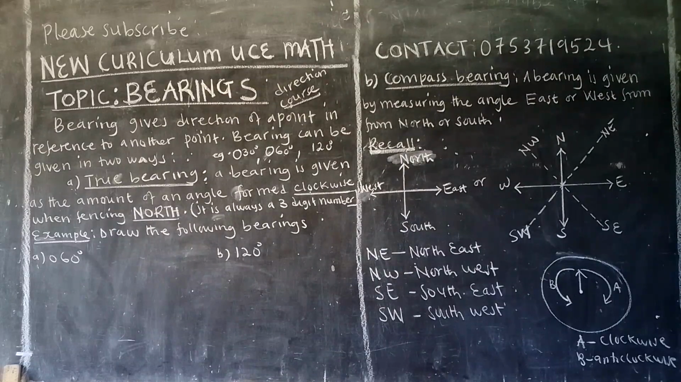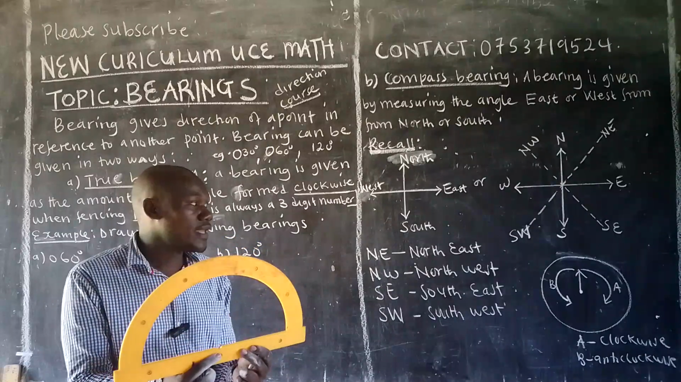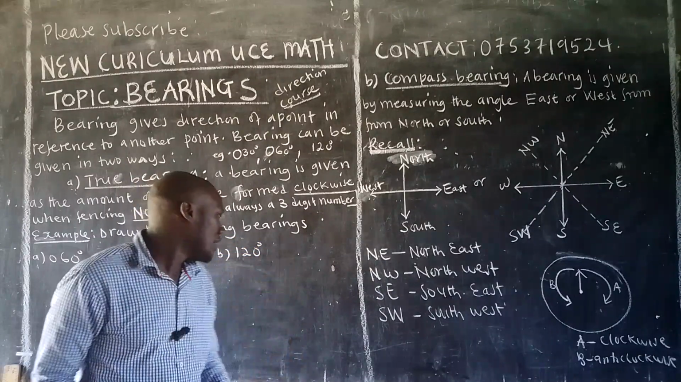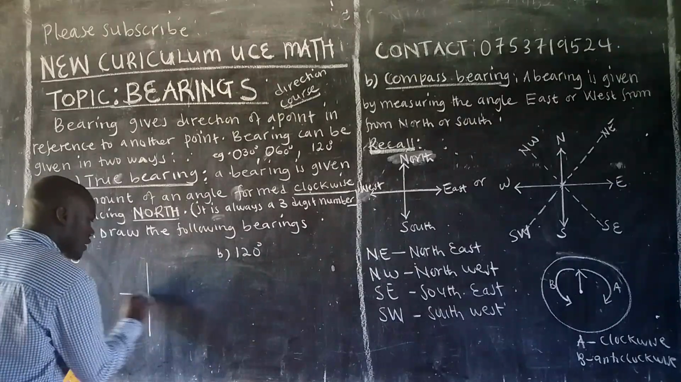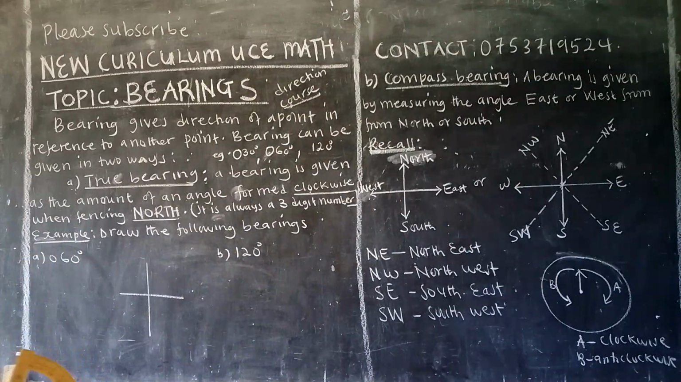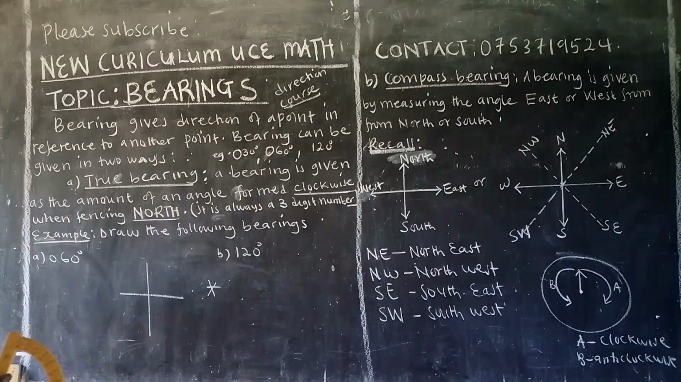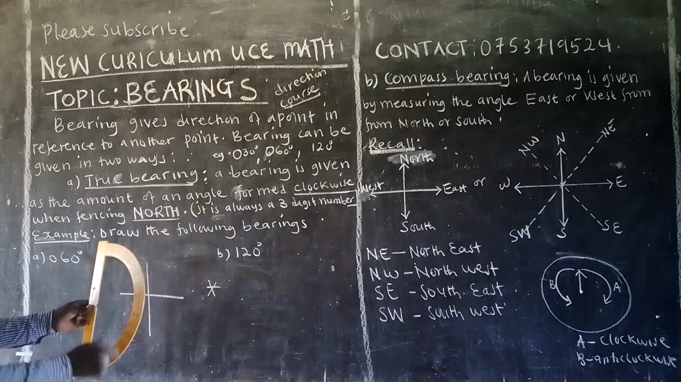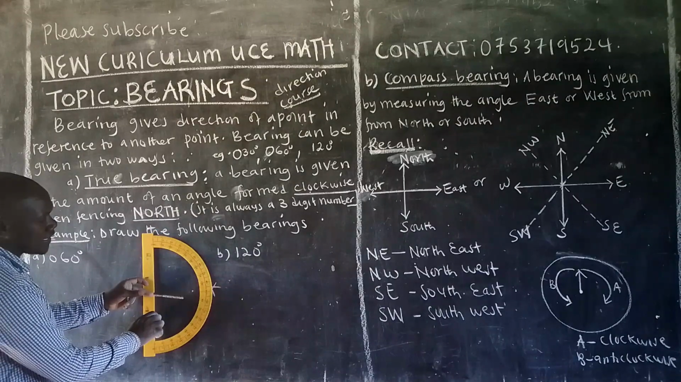Let's draw it. Now, first, what will you do? Now we have our protractor. How do we use our protractor, by the way? For example, I will use this area. If the angle I want to measure is this side, then my protractor must face this side like this.